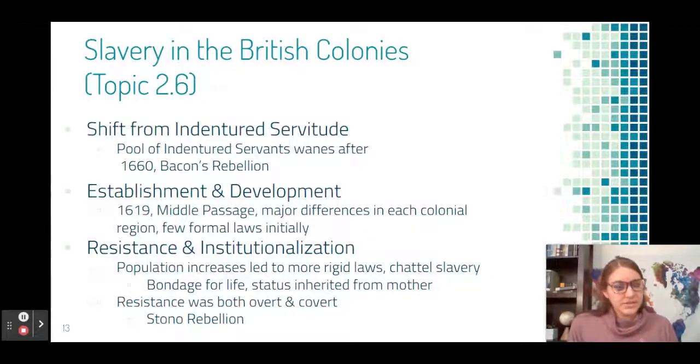So there's really two key concepts or two lessons related to this key concept. One is slavery in the British colonies. So there's three major aspects to this. The shift from indentured servitude.